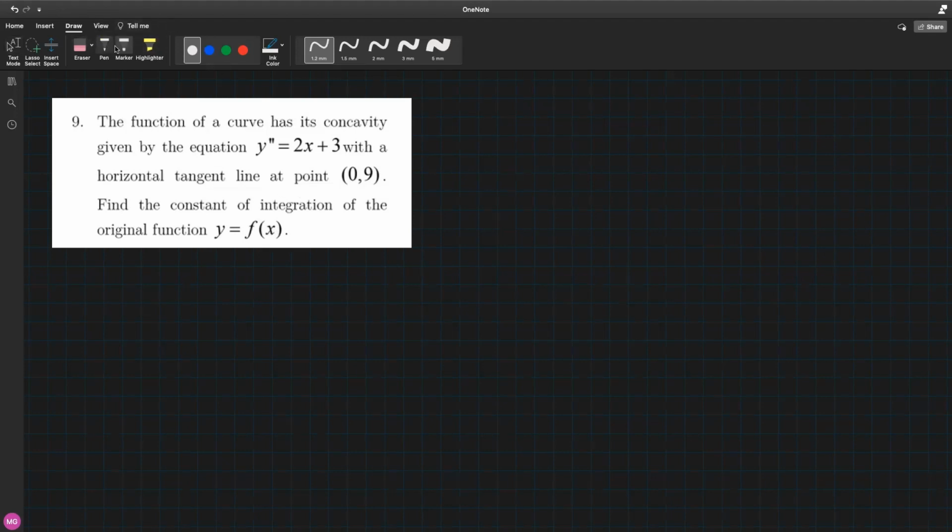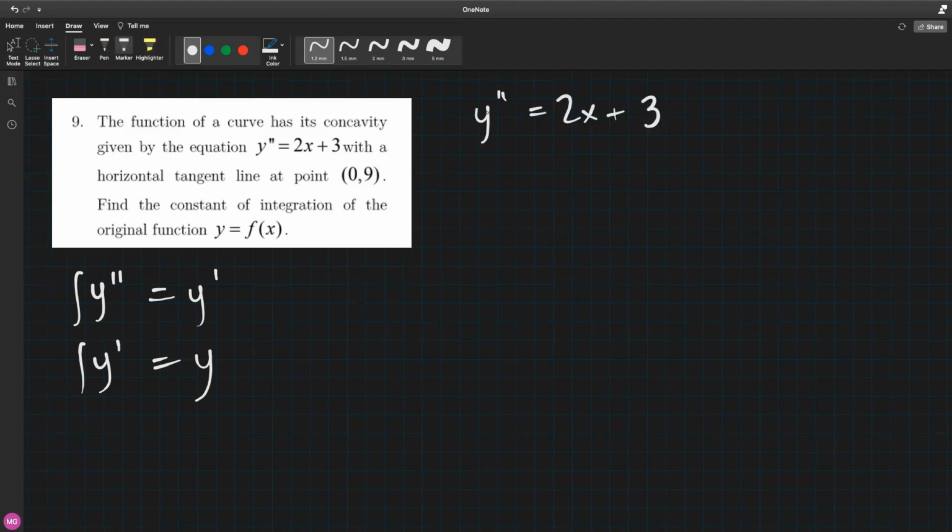So we know that if we get the integral of y prime prime, that would produce y prime, and then the integral of y prime would produce just y. So knowing that, let's apply that. We have y prime prime equals 2x plus 3. Let's get the integral of this. y prime is equal to 2x squared over 2 plus 3x plus c1. So this cancels out.